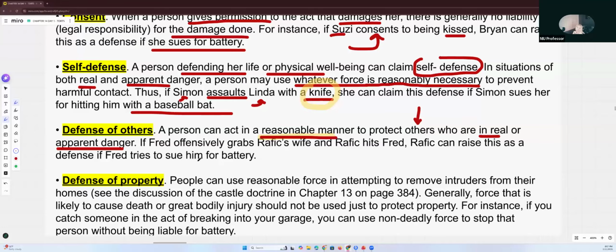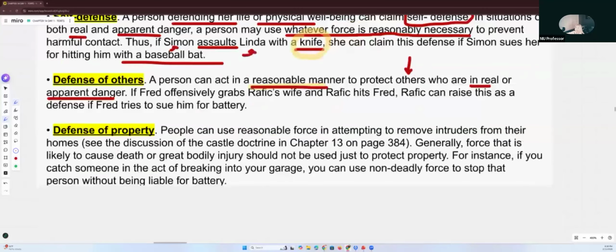Reasonableness is what we're looking for when it comes to defense of others. You can defend others, just make sure it's reasonable and equal force. Okay? So that would be another defense. The last one is defense of your property. Once again, reasonableness. People can use reasonable force in attempting to remove intruders from their homes. Okay?